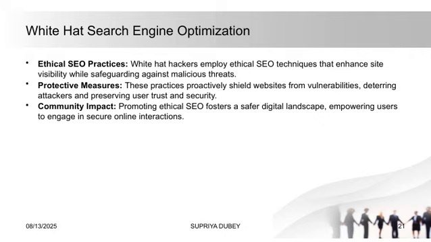Protective measures are a big part of this approach. By implementing these ethical strategies, you're not just boosting your rankings, you're also actively shielding your website from vulnerabilities. This proactive defense helps deter malicious attacks and keeps your site secure, which in turn builds trust with your users. And this idea of community impact is really important. Promoting ethical SEO contributes to a safer digital environment overall.